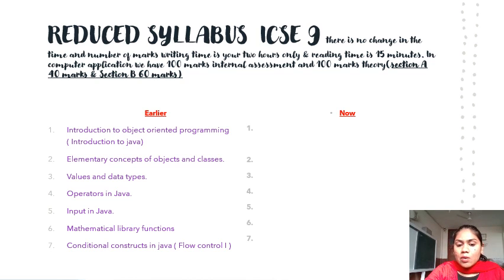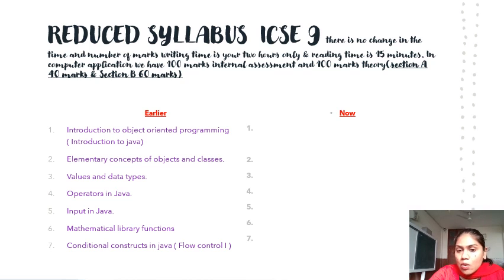So let me now discuss with you the syllabus of 2020-21. Earlier you had the following topics: introduction to object oriented programming, which includes introduction to Java also. Then elementary concepts of objects and classes, values and data types, operators in Java, input in Java, mathematical library functions, conditional constructs in Java, which means flow control 1.